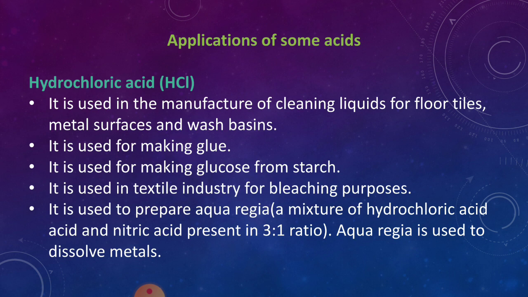And the next very important thing is aqua regia. Aqua regia is also prepared by using hydrochloric acid, a mixture in which three parts of hydrochloric acid, HCl, and one part of nitric acid, HNO3, are mixed. Then it is called aqua regia, and it is a fuming and highly corrosive mixture, meaning it is very dangerous. It is used in dissolving metals like gold, etc. So aqua regia is a mixture of hydrochloric acid and nitric acid present in a 3:1 ratio.